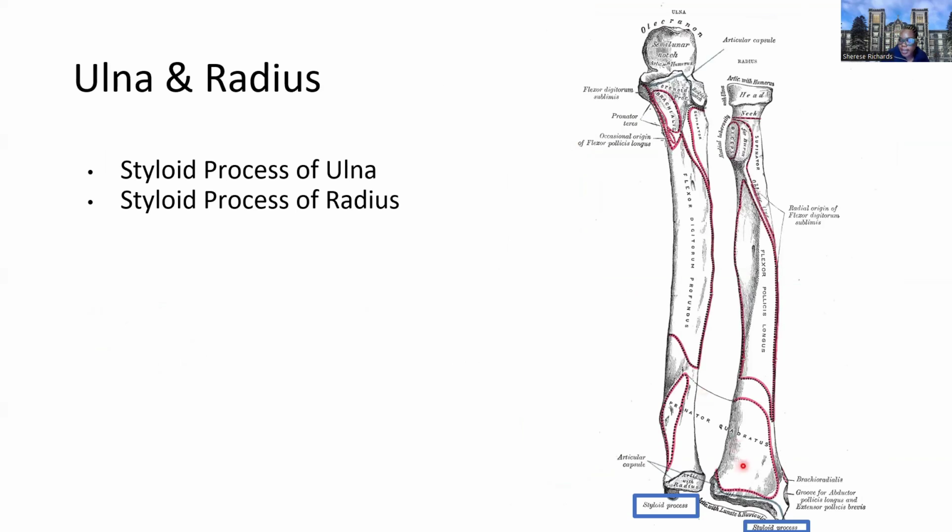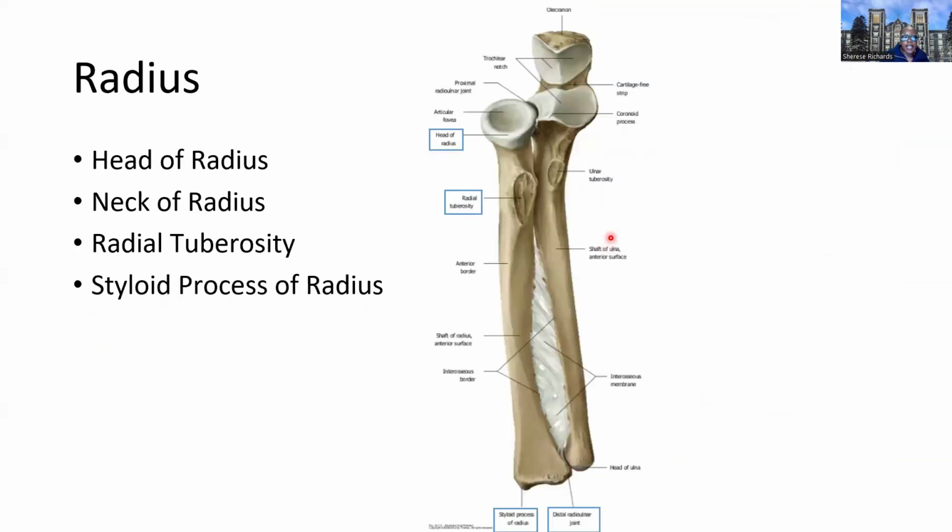Okay, so here we can see the styloid process of the ulna and the styloid process of the radius as well. Both of them sort of securing the carpal bones at the wrist joint. Let's look at the radius. The lateral forearm bone is the radius. It's going to be articulated to the ulna at the proximal aspect and the distal aspect, so it's going to form two joints.